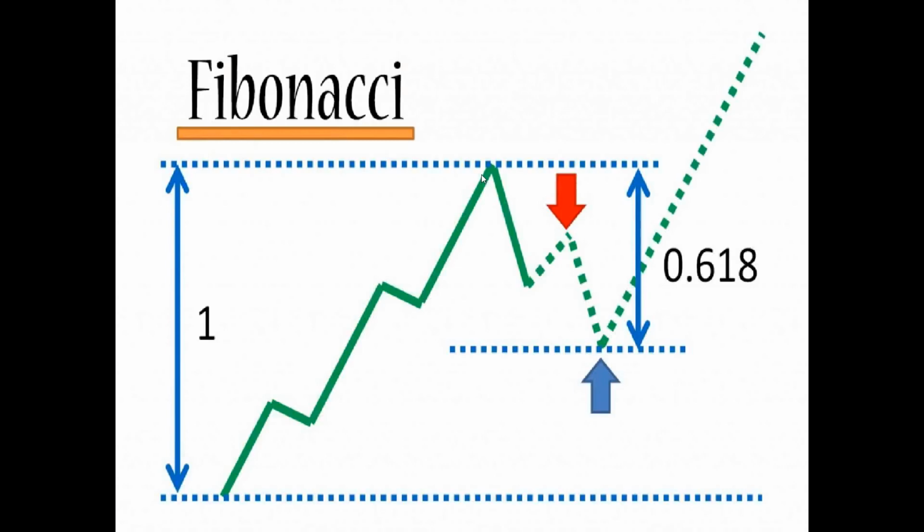The one I'm showing you right now is the 618. Obviously, you measure from low to high. If you have an uptrend, guys, you're going to measure from low to high. If you're in a downtrend, you measure from high to low. I'll repeat it. Uptrend, low to high. Downtrend, high to low.